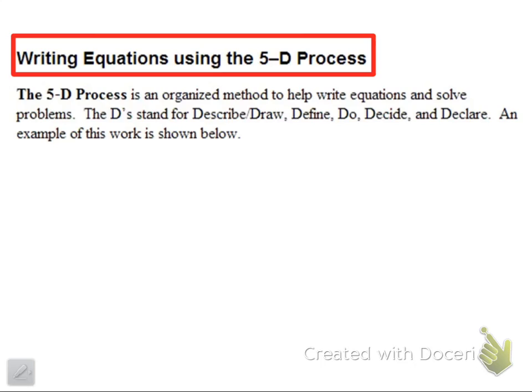So basically, you'll notice here it says the 5D process is an organized way to write your equations and solve problems. So the 5Ds are describe and draw, define, do, decide, and declare. With describe and draw, we're going to try to figure out what we're doing by drawing a picture. We're going to define what we know, so define our variables. We're going to do some work after we've stated a specific trial value that we want to use. We're going to decide if that works, and then we're going to declare our statement, whether it's too high, too low, and move back to another trial, or declare that our statement's correct.